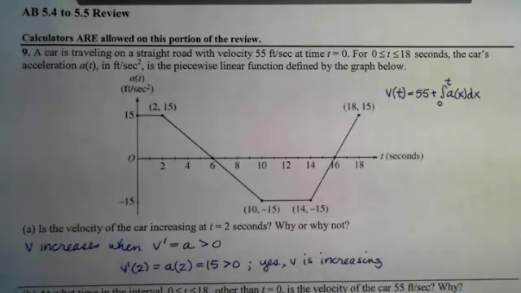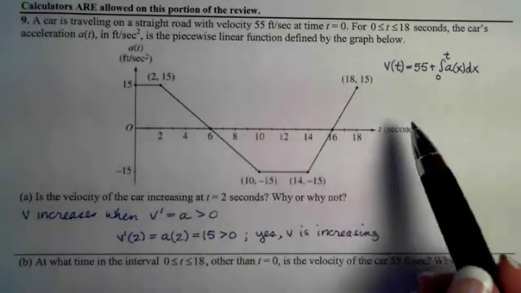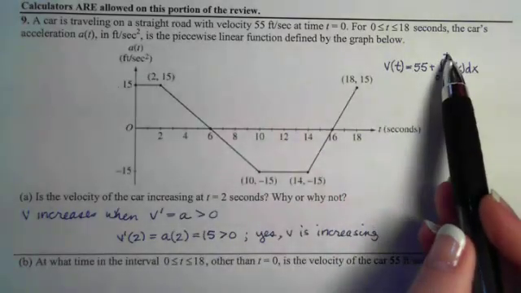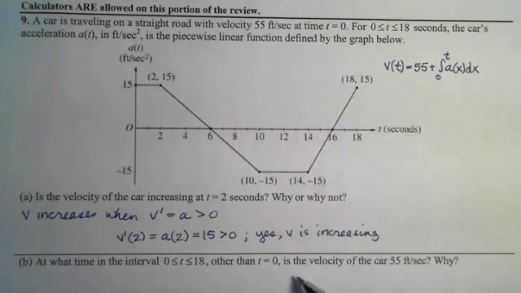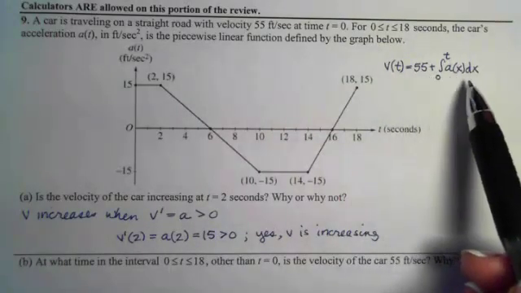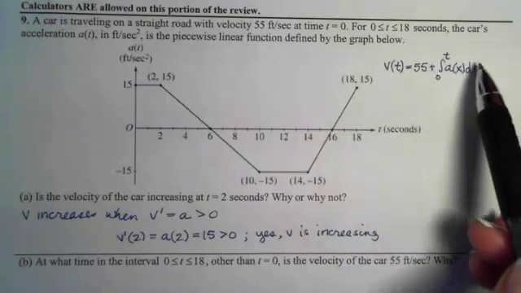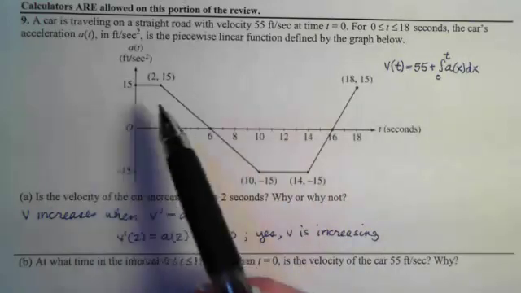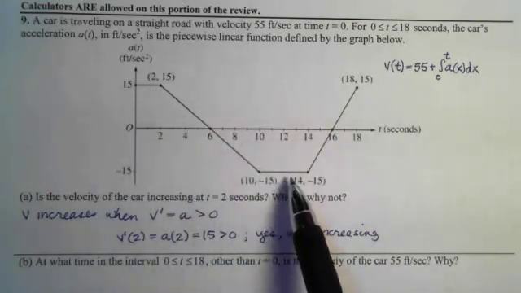If we look at part B now, it says, at what time in the closed interval is the velocity of the car going to be 55, and why? Okay, so we know that if we plug in a 0, we will accumulate nothing and we'll get 55. So this question is really asking, when is that accumulation going to give us nothing? So the only way we'll get an accumulation of nothing is if we have as much positive accumulation as we do negative accumulation. So when does that happen?